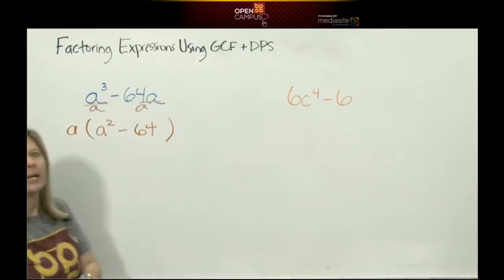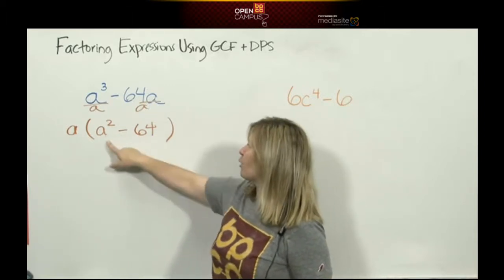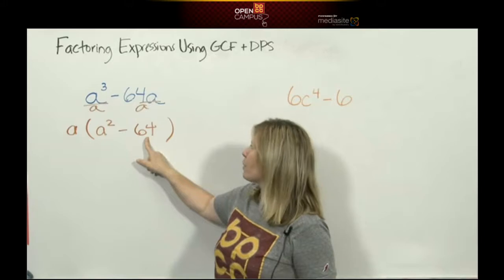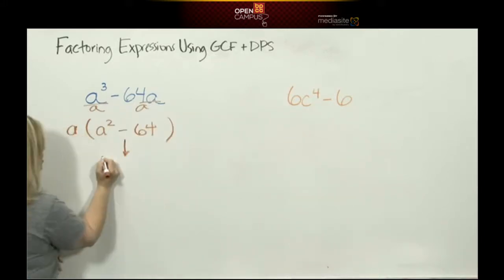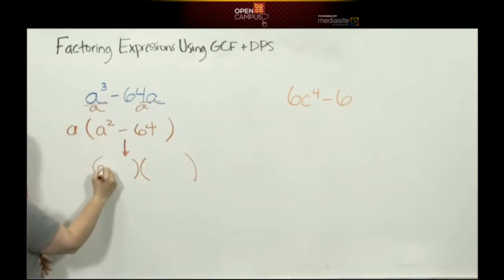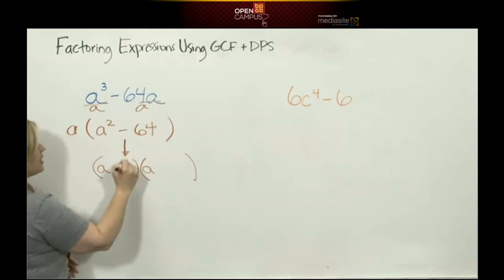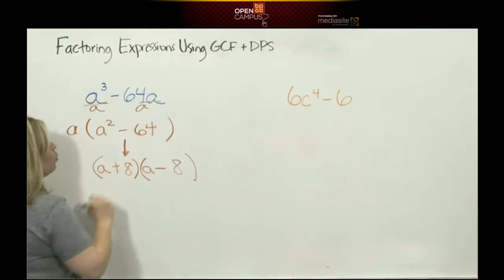Now you look here. If you look, now I do have a difference, and I have perfect squares. 64 is a perfect square. My exponent's even. So this set of parentheses is going to break into 2. A squared is a times a. 64 is 8 times 8. Subtraction means the signs are going to be one of each.